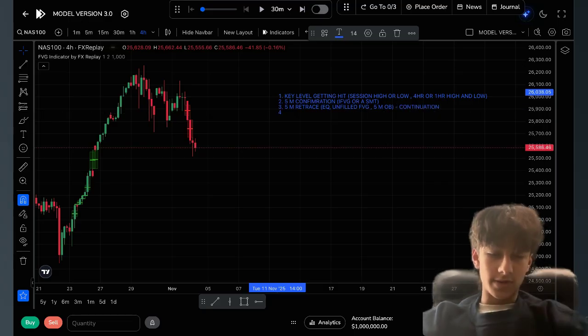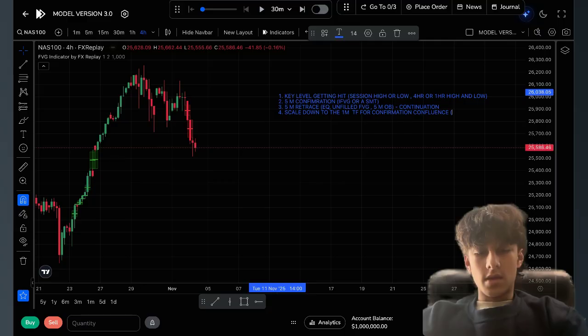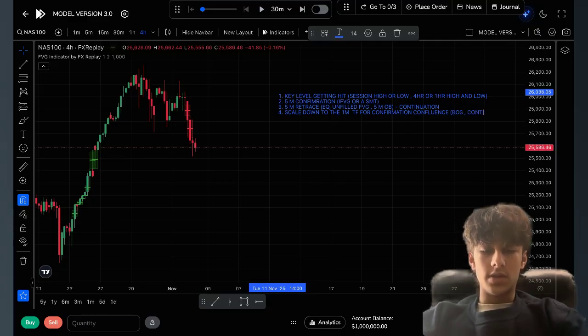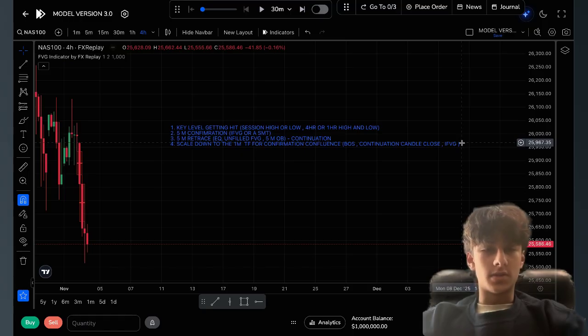Then our fourth step is we scale down to the 1 minute time frame, and we look for a 1 minute confirmation. Confirmation confluence can be literally a break of structure, a continuation candle close, an inverse fair value gap, basically any 1 minute confirmation.